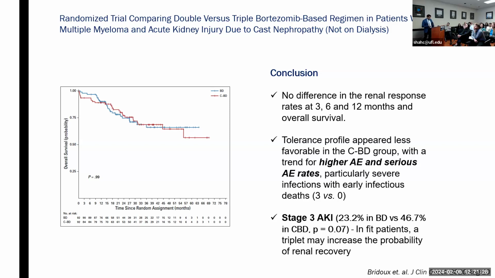But they did a sub-analysis and showed that patients who had severe acute kidney injury tended to have better outcomes. It is very hard to show statistical significance because the number is very low. But the authors proposed that when we have severe kidney injury, we should still consider a triplet regimen, in patients who are fit and able to tolerate it, whereas in frail patients with minor kidney injury, a doublet might be just enough.